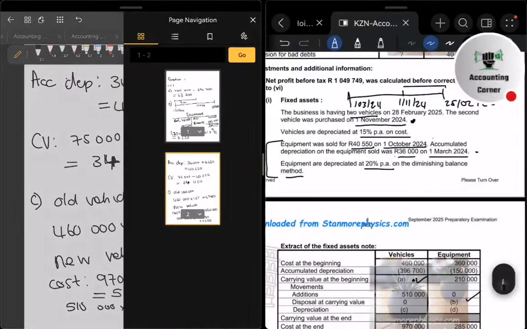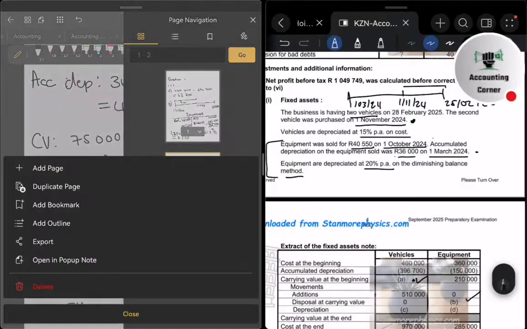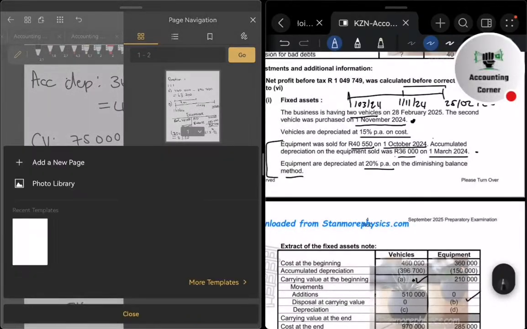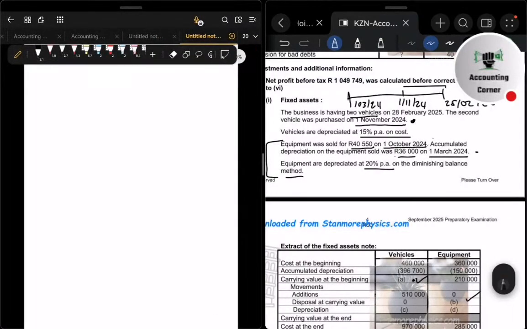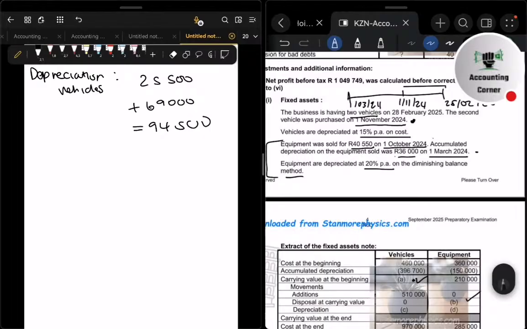Okay, let's get another page. So depreciation for vehicles is 25,500 plus 69,000, which is equal to 94,500.